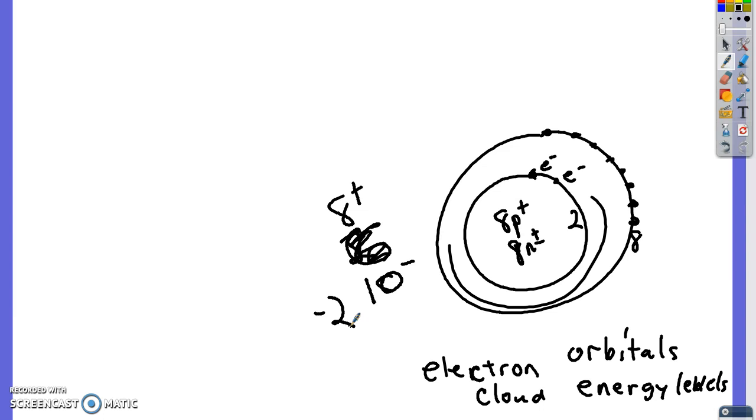So they can either gain or lose electrons. Now the only electrons they can gain or lose are the ones on their outside layer, whatever that is. It could be the 7th layer if you were a large atom. It could be the 6th layer if you're a little smaller one. It could be the 1st or 2nd layer if you're a very small atom. But the only electrons that can be gained or lost are on the outside layer.